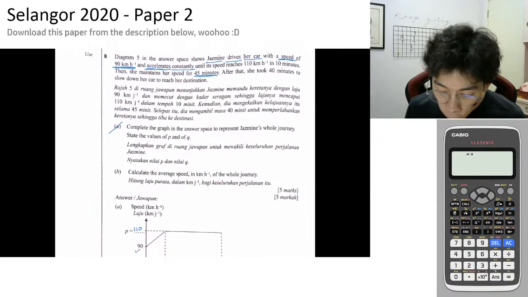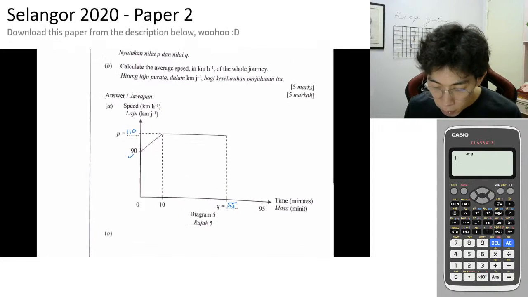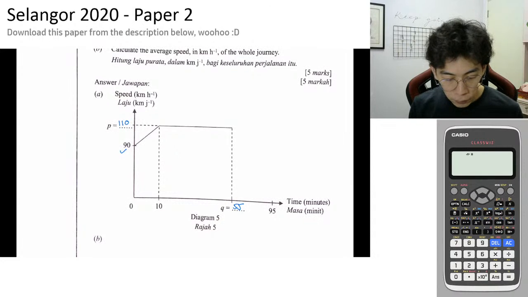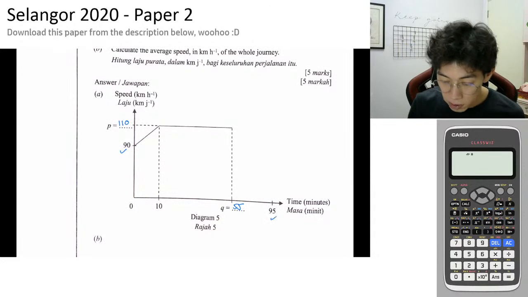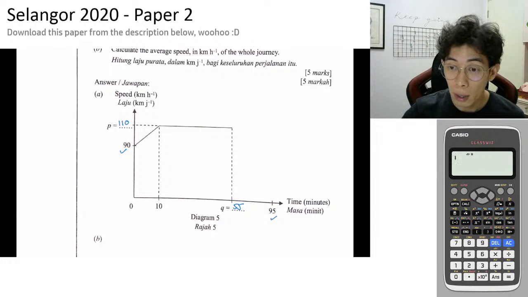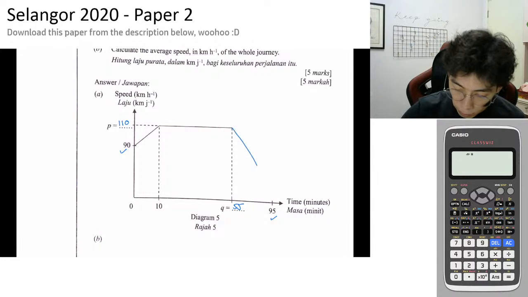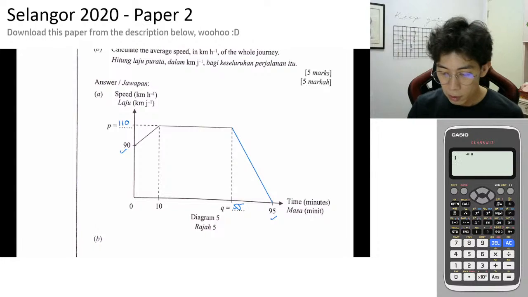Then after that, she took 40 minutes to slow down. Do you notice the 55 plus 40 is 95? This is the one. So slow down, okay, so it goes down until here. You see? Done.